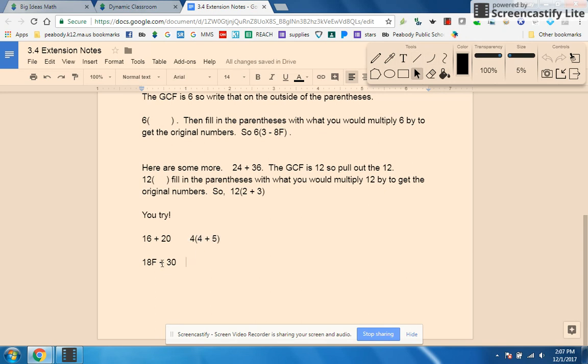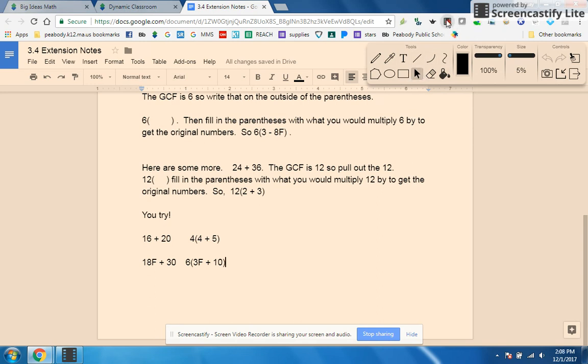Factoring the expression. Let's try 18f plus 30. So the largest number that goes into 18 that also goes into 30 is 6. So there's my greatest common factor. 6 times 3 is 18. There's a variable attached, so I just carry on the variable with it. Bring down the plus sign. 6 goes into 30 5 times. Close my parentheses. So that's your final answer.